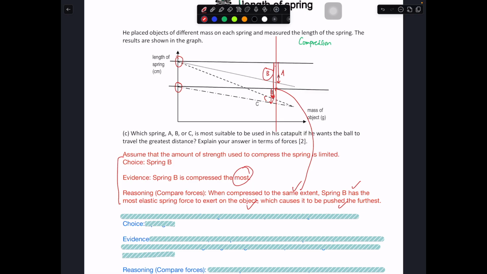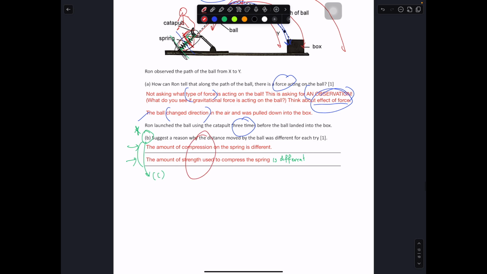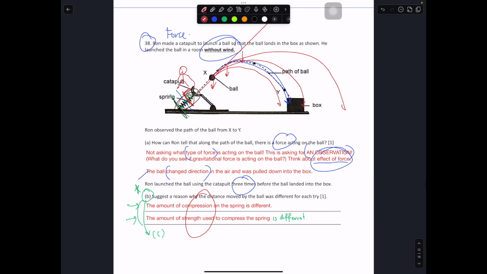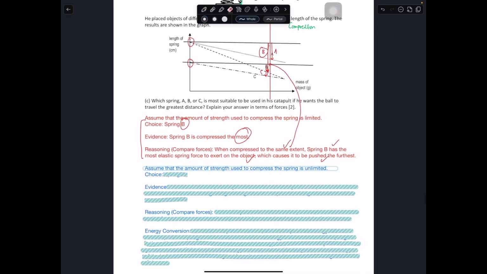But in this case, if you read the previous part, it seems that the amount of strength is unlimited, or at least in part B, it tells us that the amount of strength seems to be unlimited. That means the person compressing the spring can probably choose to compress it to the maximum extent if he wishes to. Therefore, that's why the ball always travels very differently. Then in this case, if that assumption is true, I will not choose spring B anymore, because the assumption is that the amount of strength used to compress the spring is unlimited. That means I can go to the maximum extent.